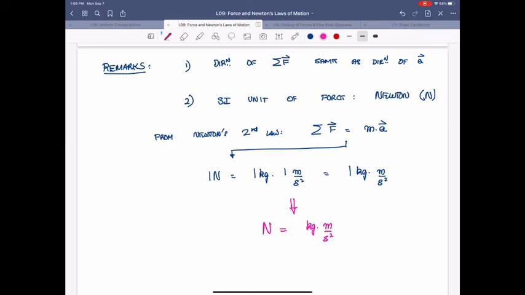Okay, so it's just a short way of saying kilogram meter per second squared. We just say a Newton. Well, there's another way to think about it.